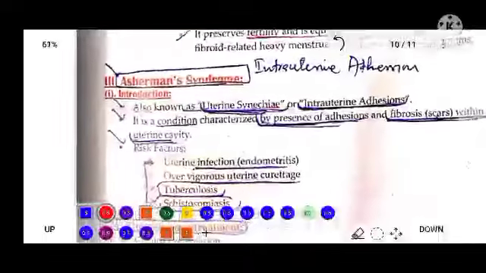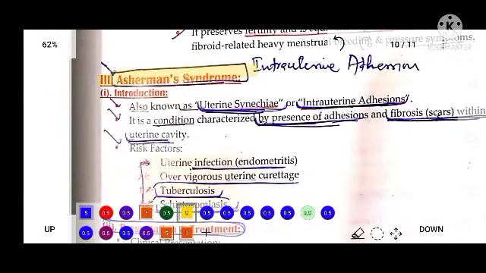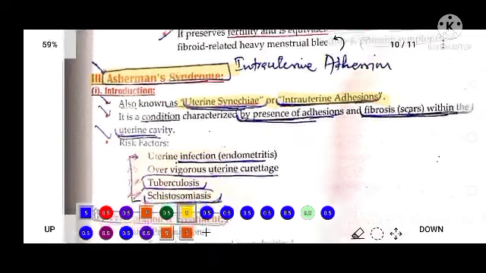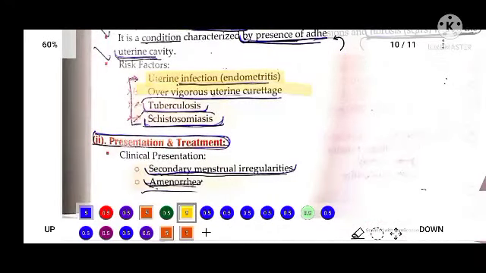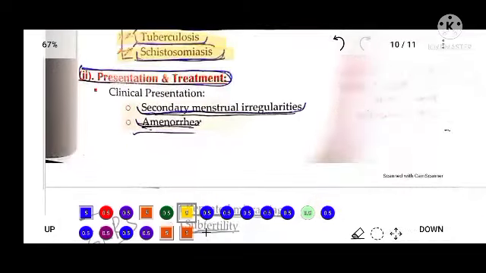And another condition is Asherman syndrome. This is also known as uterine synechiae or intrauterine adhesions. Because of excessive curettage, adhesion of the uterus occurs, and that condition is known as Asherman syndrome. Risk factors are infection, overvigorous uterine curettage, tuberculosis, and schistosomiasis. These are the risk factors.